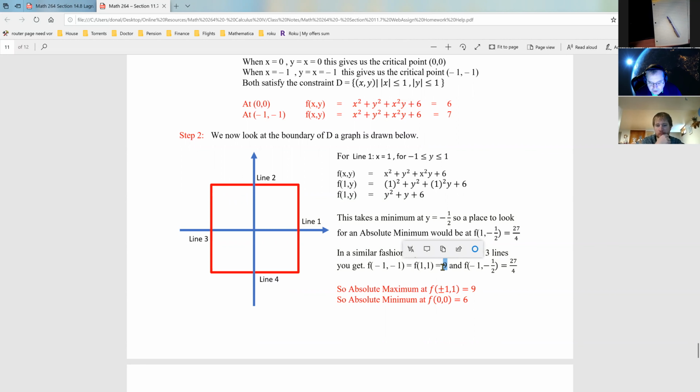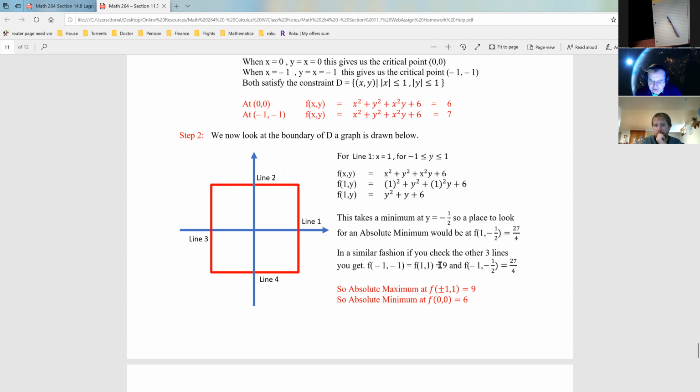Now, if you go and you do it through all the other lines, you find out that when you pick, for instance, the line L2 or this one down L4, where the y value is -1, you get an answer of 9. And when you pick the other guy at the side here, line L3, you find that the best answer you get is 27/4. So I look at all my choices. At the origin, the function had a value of 6. At (-1, -1), it was 7. At this guy here, the best answer it got was 6 1/4, another 6 1/4, and a 9.